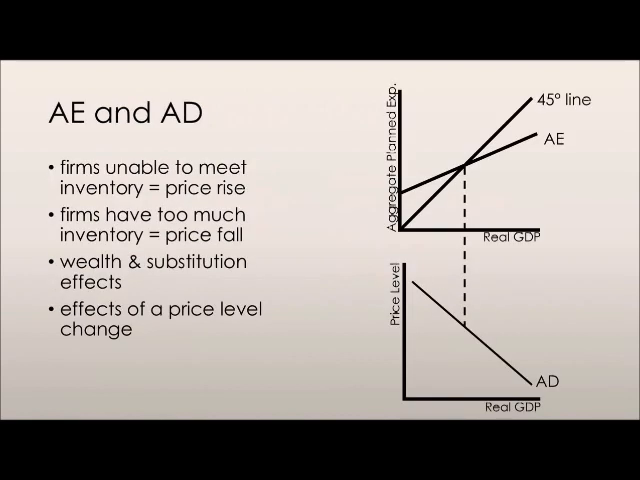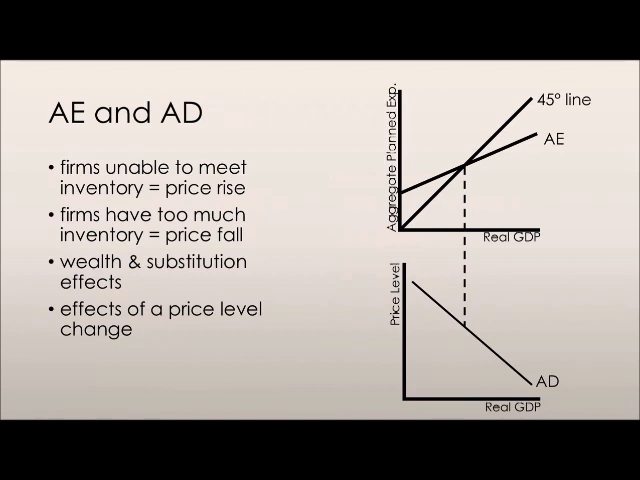We're going to now take a look at how aggregate demand and aggregate expenditure interact with each other. When firms are unable to meet inventory targets and they increase production, they also increase price. And when they need to reduce inventory and reduce production, they reduce price to get rid of that inventory. I'll just touch on a couple of things that I've mentioned in previous lectures, just in case we forgot, because we might need this later on.